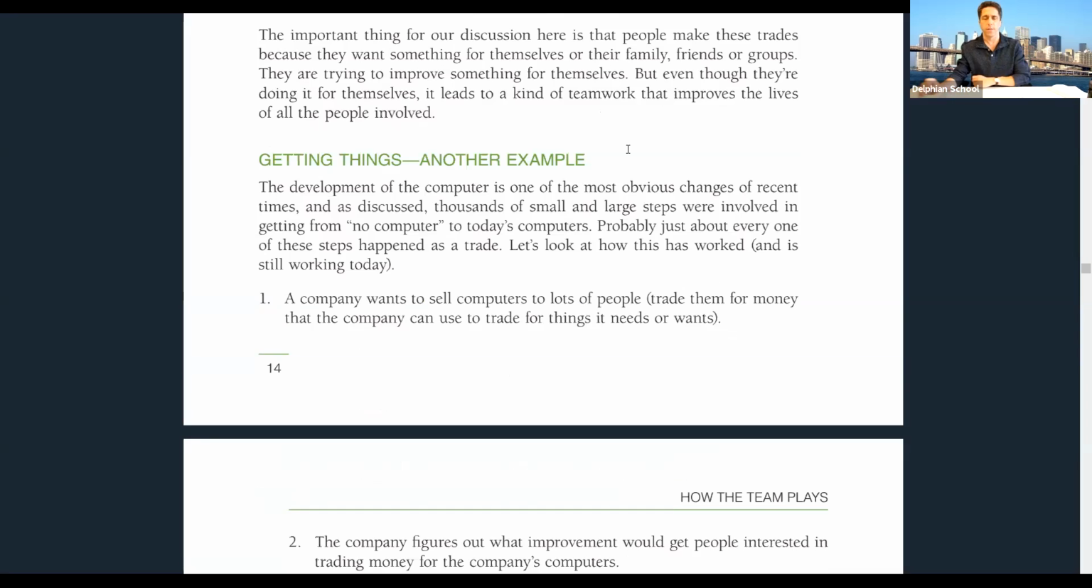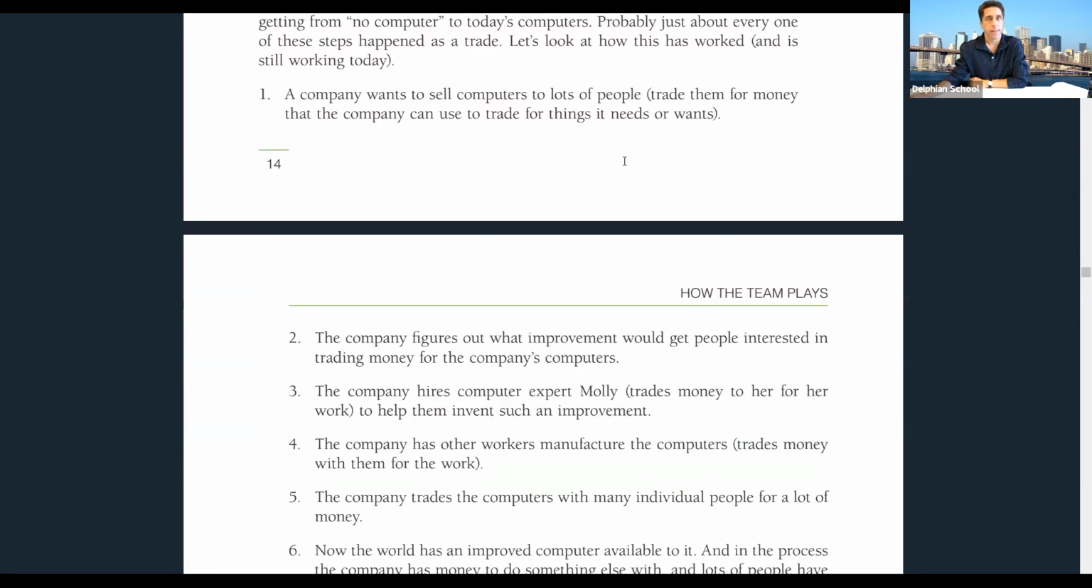Getting things. Another example. The development of the computer is one of the most obvious changes of recent times. And as discussed, thousands of small and large steps were involved in getting from no computer to today's computers. Probably just about every one of these steps happened as a trade. Let's look at how this has worked and is still working today. We can think of Microsoft or Apple or something like that.